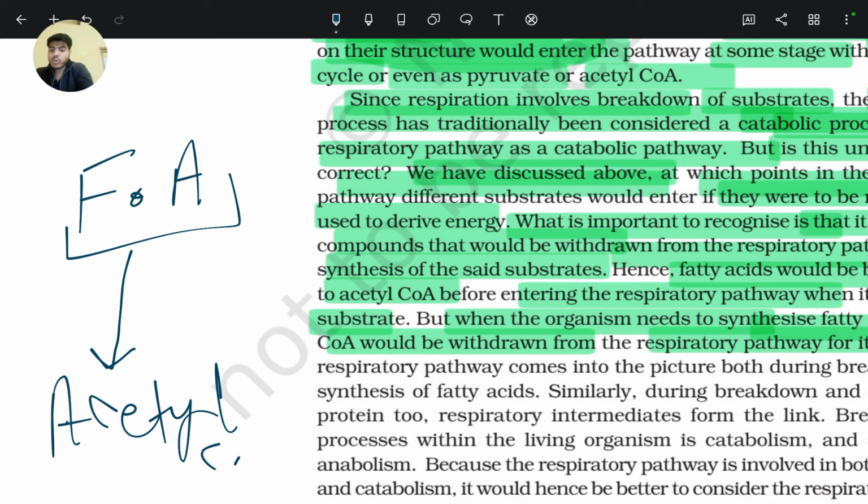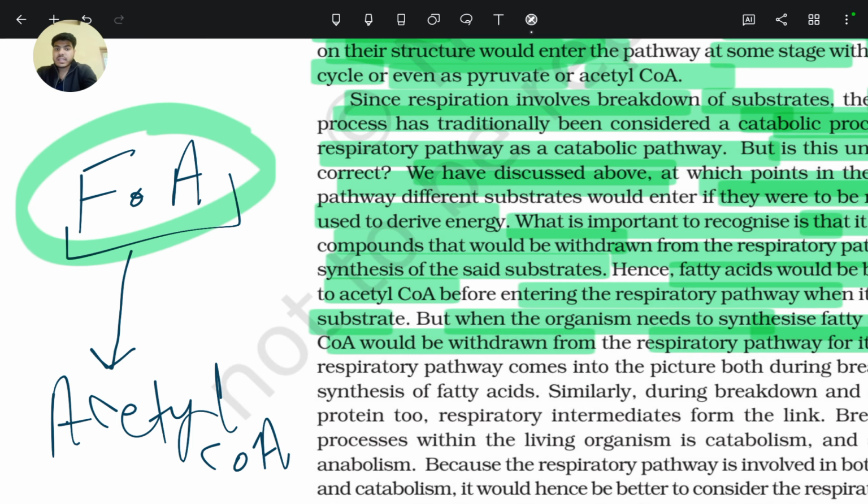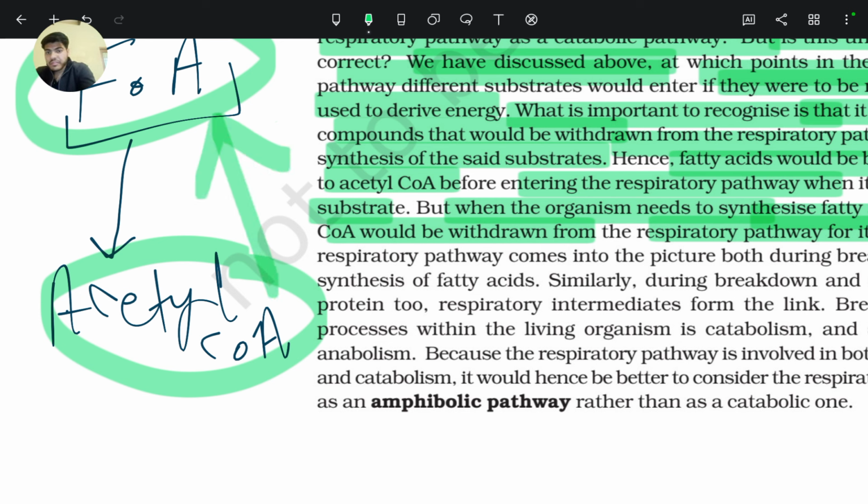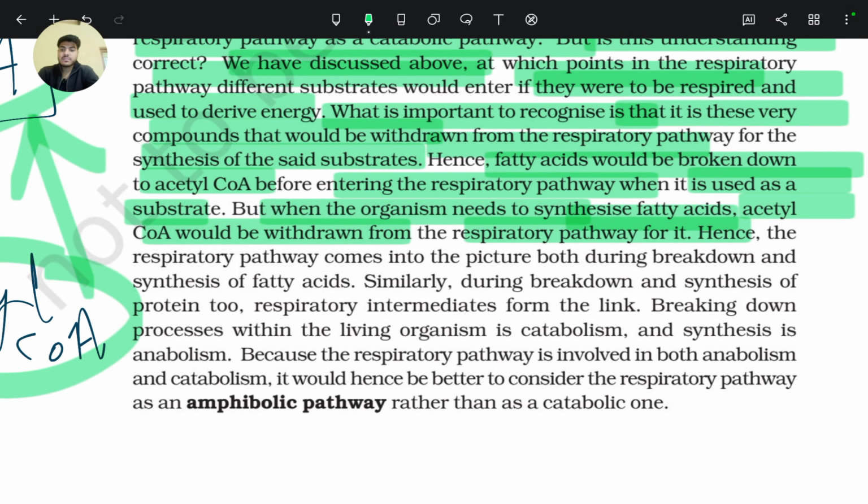So this is a catabolic process. But if the body of the organism needs fatty acid, then molecules of acetyl coenzyme A form a molecule of fatty acid, and this process is anabolic. So that's why we call respiration an amphibolic process. So there are many reactions. Hence, the respiratory pathway comes into the picture both during breakdown and synthesis of fatty acid.